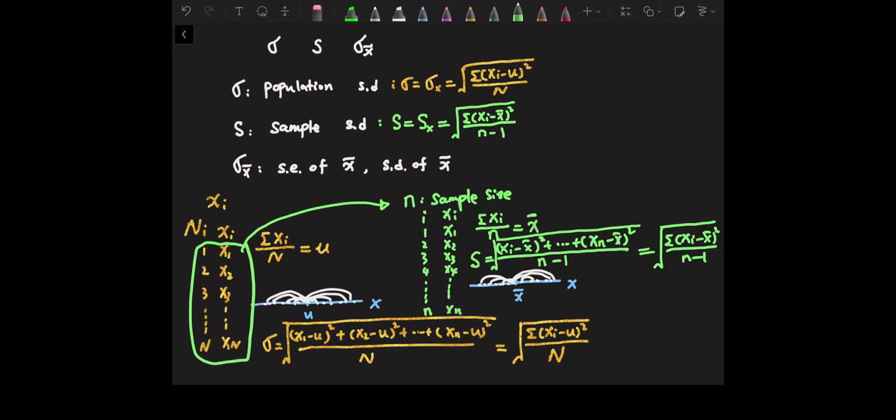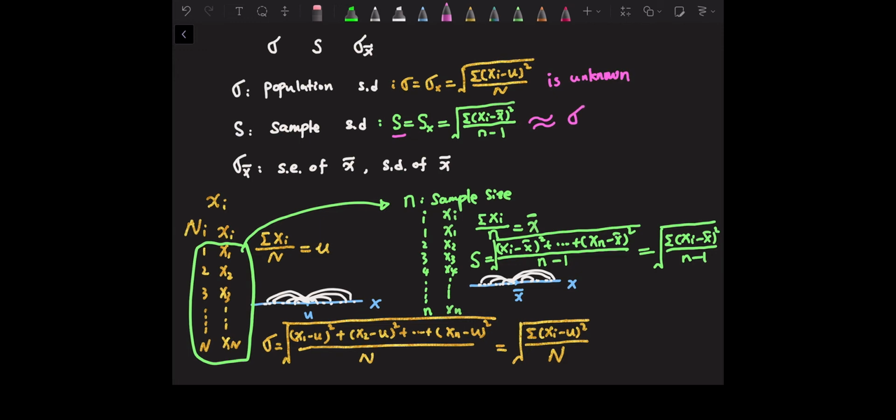Okay, so now what is the relationship between these two? Let me tell you the relationship between sigma and S. Most of the time we don't have population data, let alone the population standard deviation. So most of the time we don't have any population parameter, right? Because we don't have population data. So what we do is we rely on the sample statistic to estimate the population parameter. So most of the time this is unknown. Sigma, the population standard deviation, is unknown. And then what we do is we use the sample standard deviation to estimate the population standard deviation. So this sample standard deviation is approximately equal to the population standard deviation.